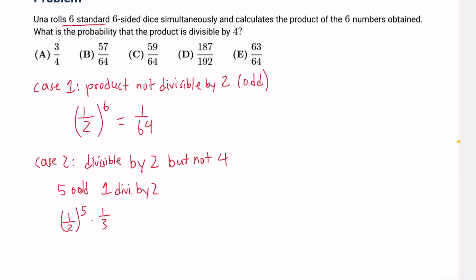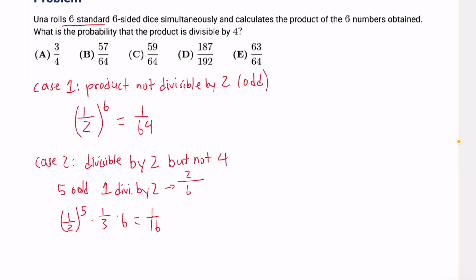Out of all of the 6 numbers, 2 of them satisfy this condition, which are 2 and 6, because these 2 numbers are divisible by 2 but not 4. So it's 2 out of 6, and then we reduce that to 1/3. And then don't forget to multiply this by 6, because there are 6 ways to choose the order in which the even number appears. And so we can multiply this to get 1/16.